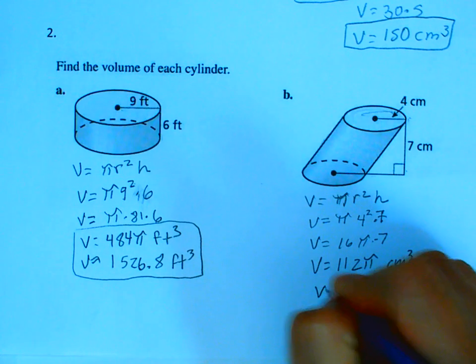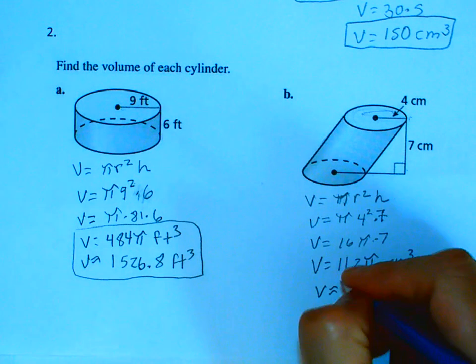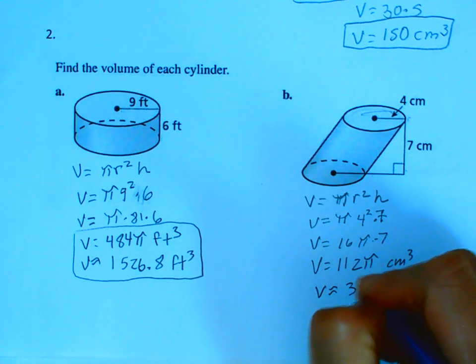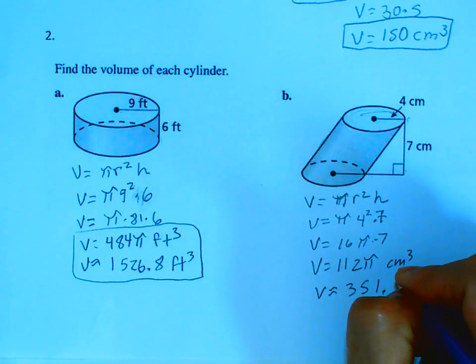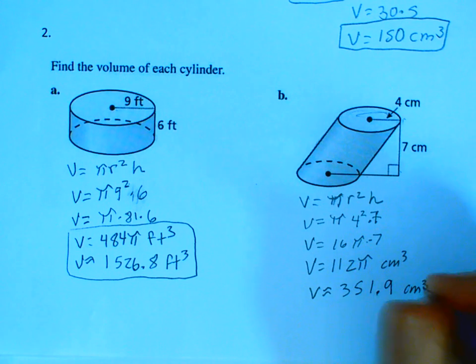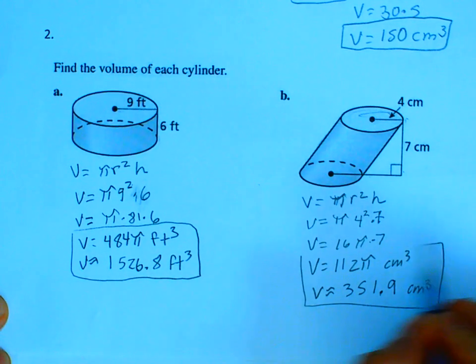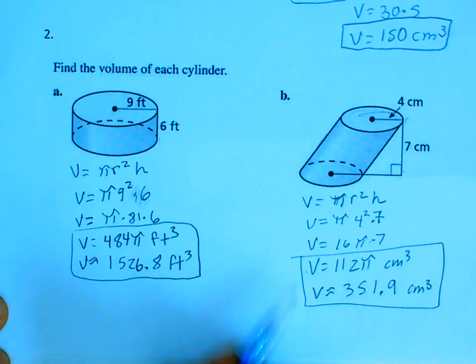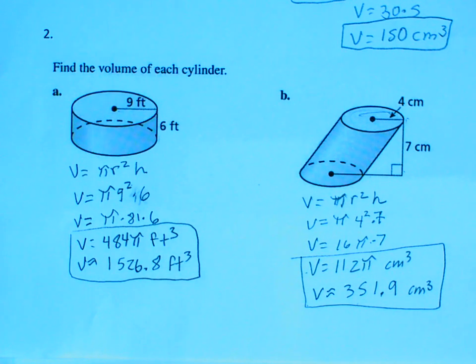Now, if they want an approximate answer, all I have to do is type that into the calculator, multiply by pi, or 3.14, and to the nearest tenth, that's going to be 351.9 centimeters cubed. So if they're asking you for the exact area, you type this in. If they're asking you for the approximate area, use this one. Always pay attention to how they want you to round. And this is number 2.